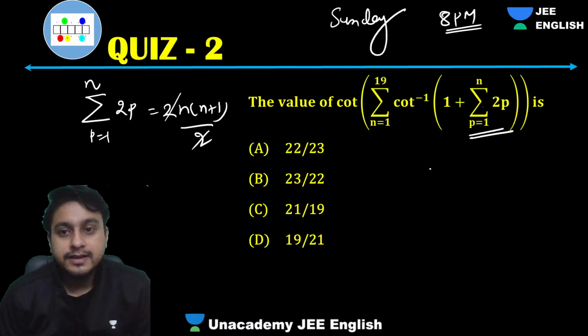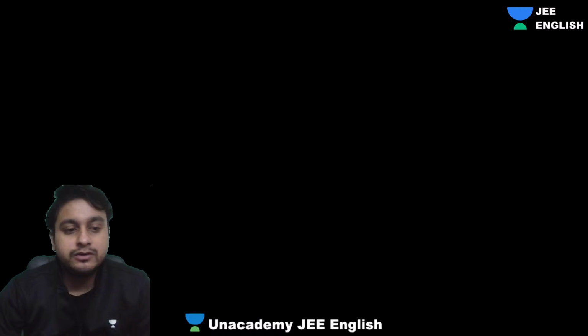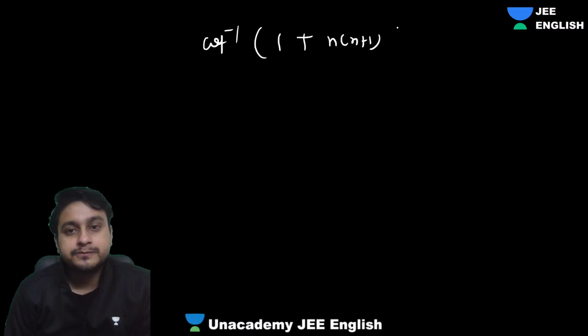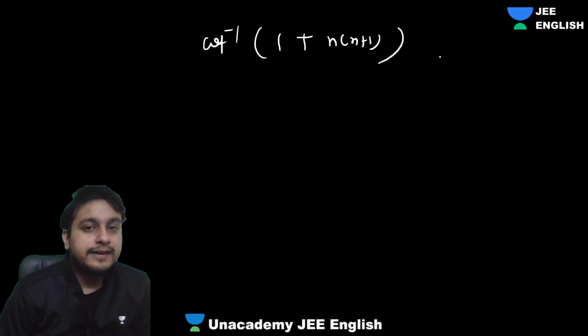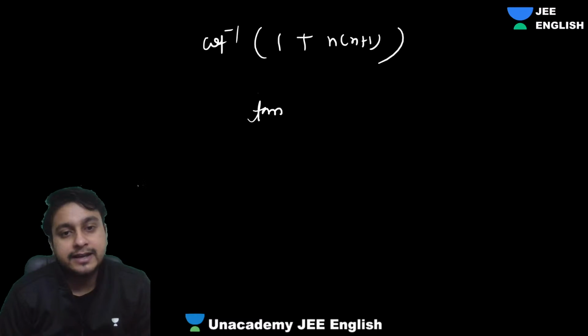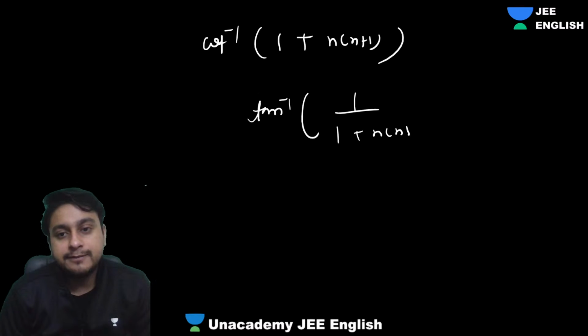So what we'll get, guys? Just that inside part I'm trying to tell you. What will that come out as? It will come out as cot inverse 1 plus n into n plus 1, right? Guys, this is a very famous concept. Whenever you have cot inverse, you will definitely try to write it in terms of tan. So tan inverse 1 upon 1 plus n into n plus 1.